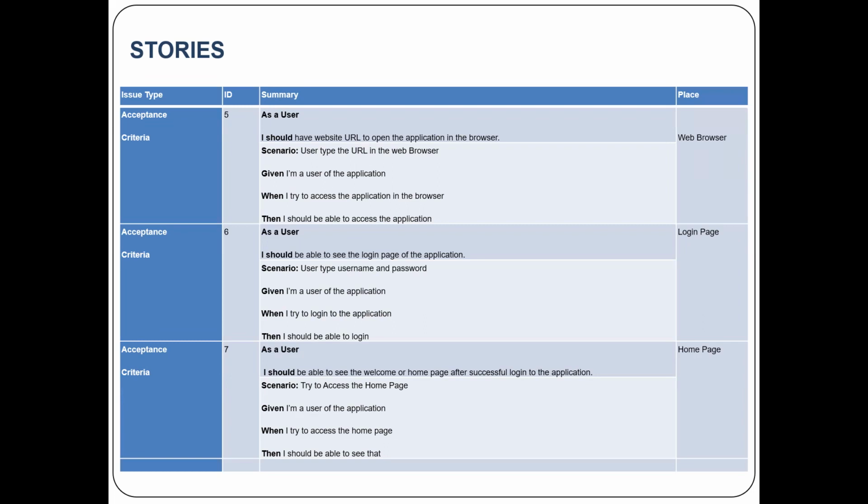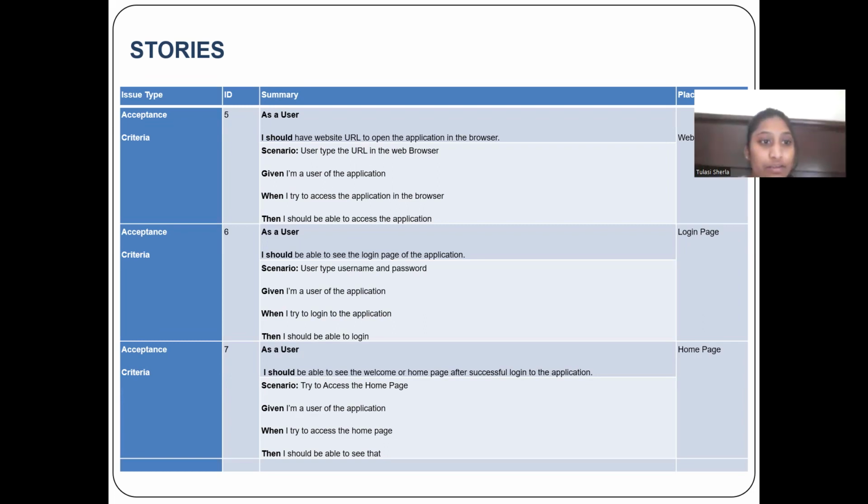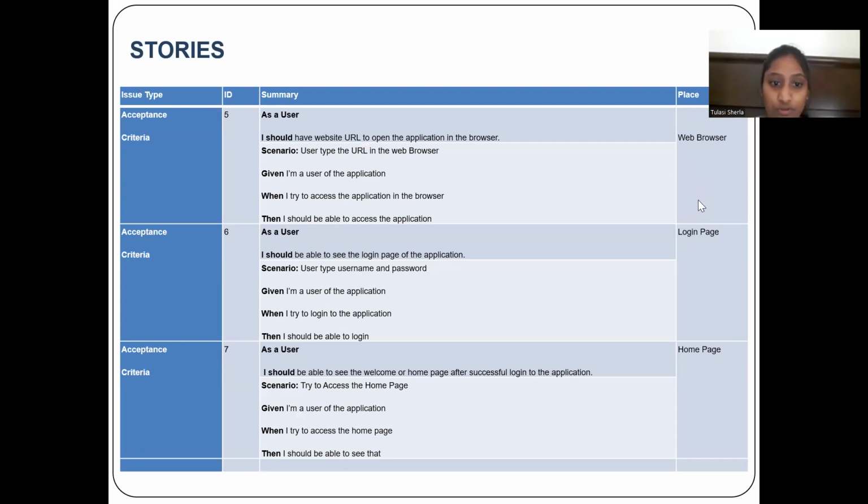Next, coming to stories. The first acceptance criteria is the web browser. As a user, I should have the website URL to open the application in the browser. Scenario: user types the URL in the web browser. Given a user of the application, when the user tries to access the application in the browser, then the user should be able to access the application.